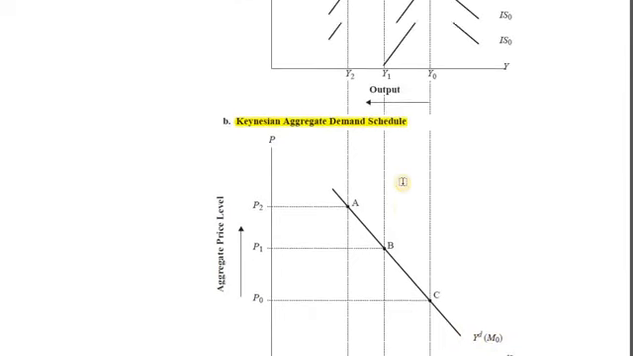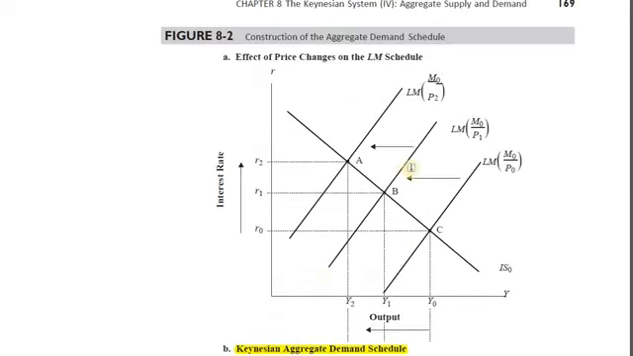So this is how we have derived the Keynesian aggregate demand schedule based on the IS-LM model, when we were having a given money supply M0 and prices keep on changing. That's it.